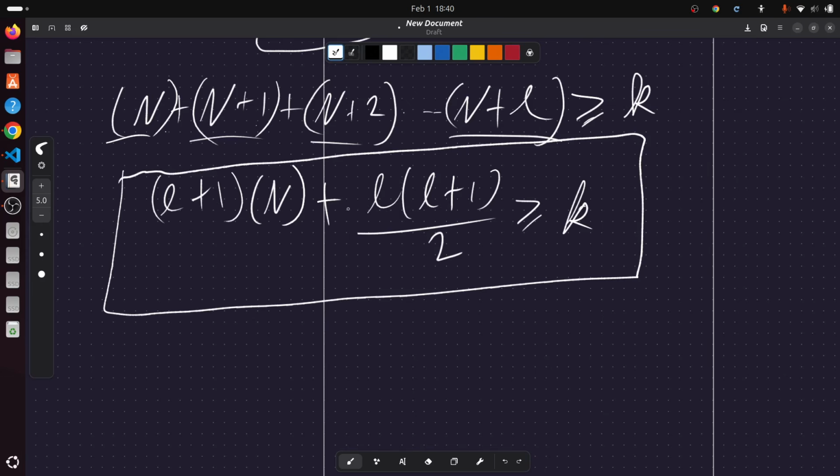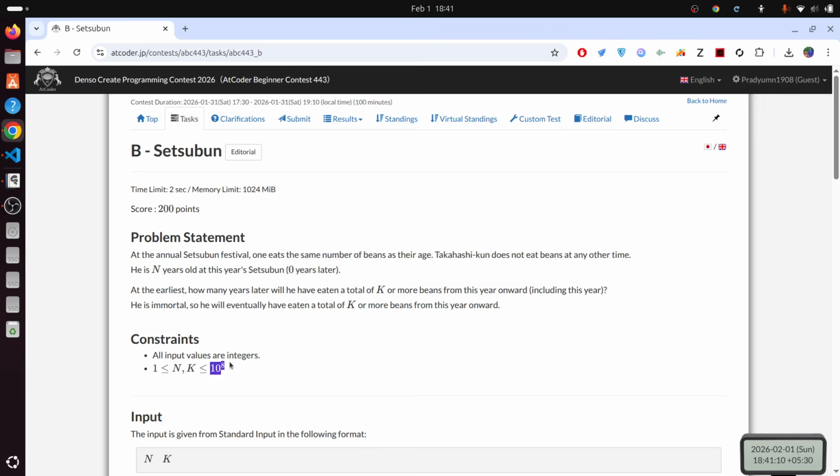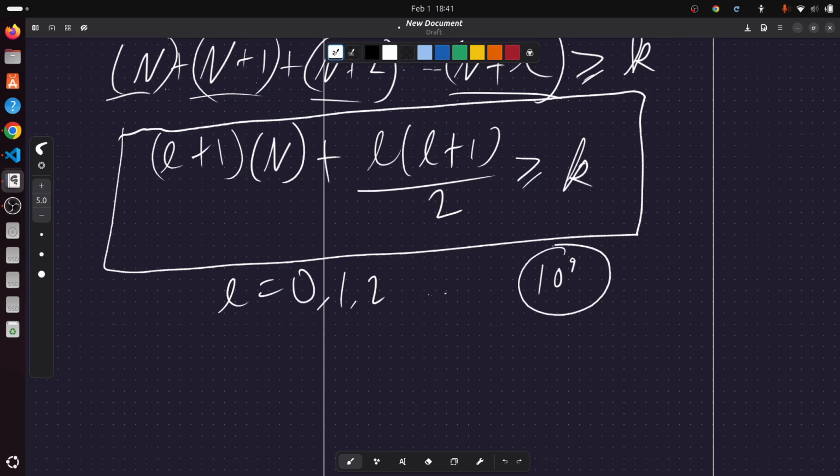So essentially, l can range over 0, 1, 2 up to some high value, let's say 10 to the power 9. Of course, if l is 10 to the power 9, that is, we eat beans for 10 to the power 9 years, then definitely we will exceed k, because the limit on k is just 10 to the power 8. Even if we eat one bean every year, we'll exceed k if we eat for 10 to the power 9 years. So definitely l is less than 10 to the power 9. In fact, l is much less than that. But my point is that the value of l can start from 0 and go up to, say, 10 to the power 9, right?